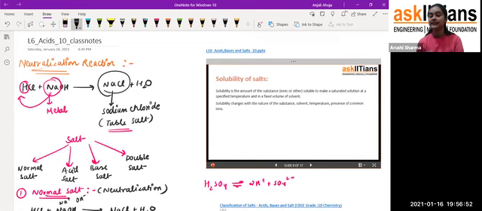Like the example I gave, you are taking 100 ml of water, and after adding 10 gram you can't add more salt, because there would be precipitation or something like that. So at that point, you just have to add such an amount of the substance that it is completely soluble in that solvent and the solution becomes saturated. Fine. I hope you all understood what solubility is.